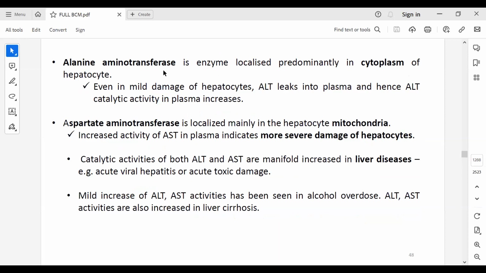So alanine aminotransferase is an enzyme localized predominantly in the cytoplasm of the hepatocytes. So any damage to the liver cells, the hepatocytes, you'll see ALT leaking into the plasma, and hence you can measure ALT for that. The AST is also localized in the hepatocyte mitochondria, and any increase in AST can indicate more severe damage because now you're damaging the mitochondria itself. So any increase in ALT and AST, you know that there is some damage occurring to the liver.